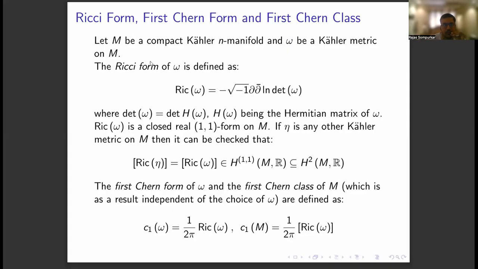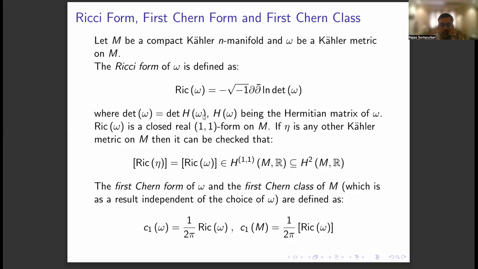Okay, so we will now see the notion of a Ricci curvature form or the Ricci form. So we are now on a compact Kähler n manifold capital M, and we have a fixed Kähler metric with Kähler form omega, and as we saw, with this omega we can associate a Hermitian matrix, which is called the Hermitian matrix of omega, and that was that Gij bar. This H of omega is the Hermitian matrix of omega given in terms of some local holomorphic coordinates. And then we can take the determinant of omega, which is the determinant of H of omega.